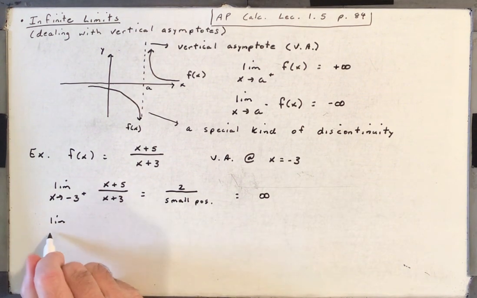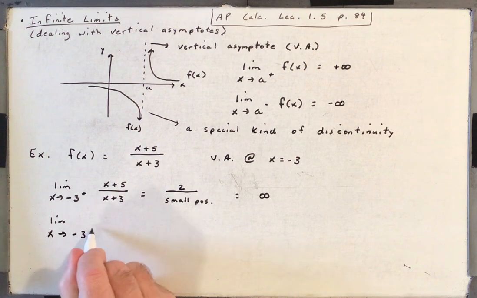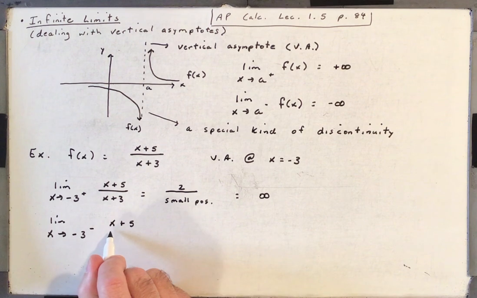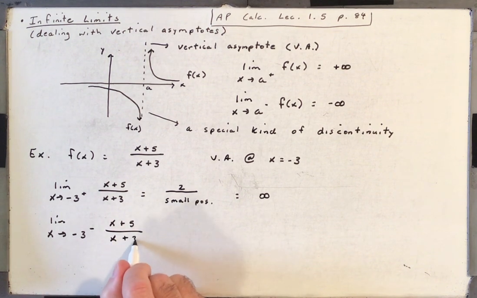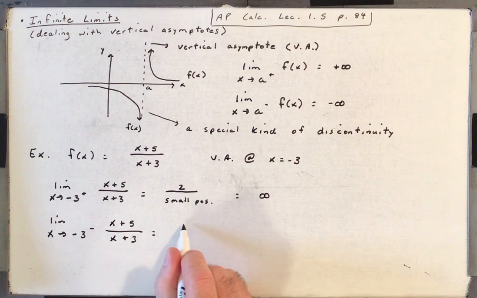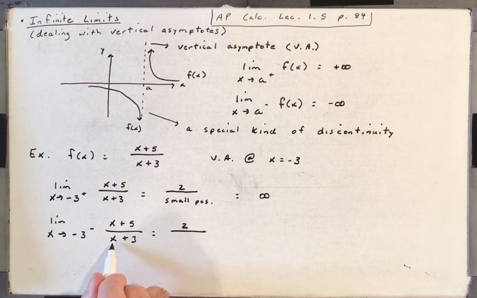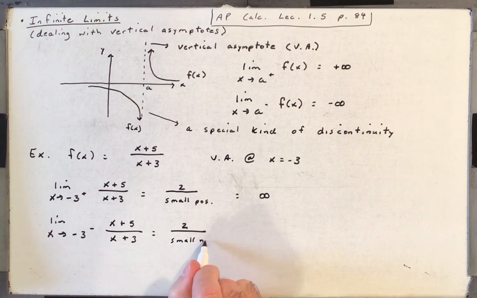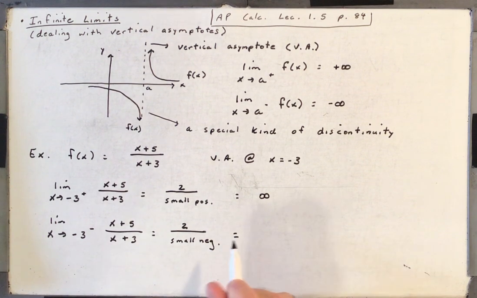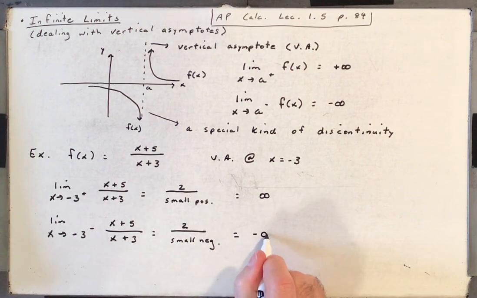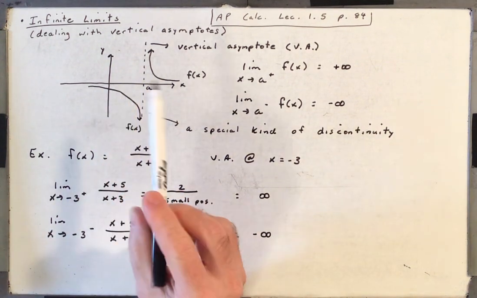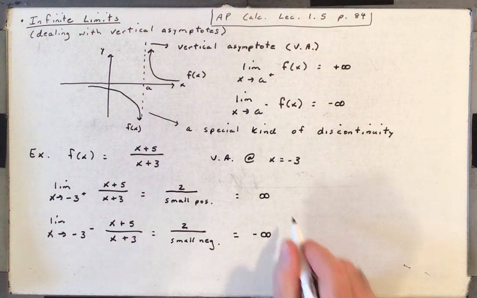Now let's take the limit from the other side, negative 3 from the left. I'd have x plus 5 over x plus 3. That's again going to be 2, but from the left, it's like negative 3.0001, right? So that's over a small negative. So that would be negative infinity. So that's kind of like the situation here in this graph. All right? That's not equal.